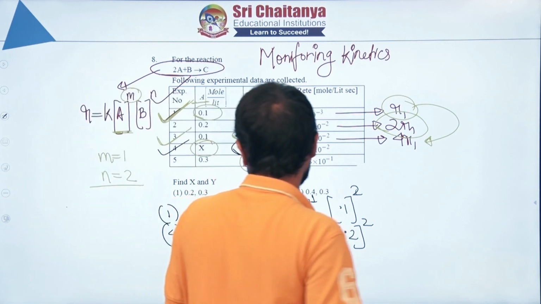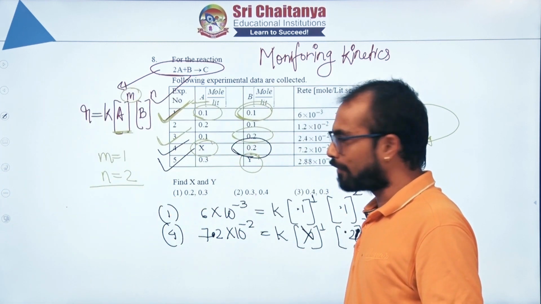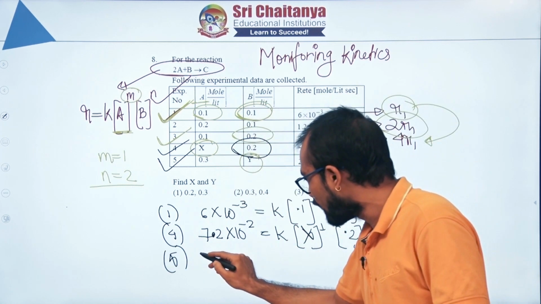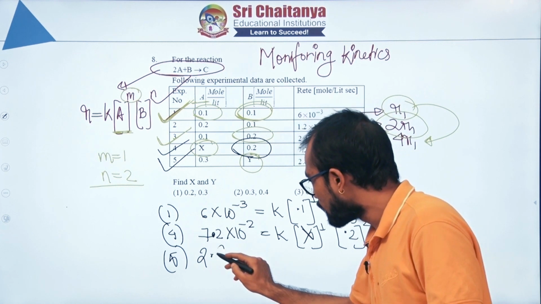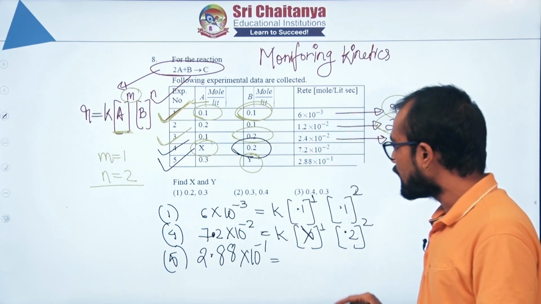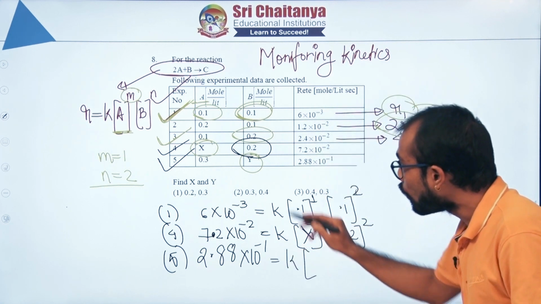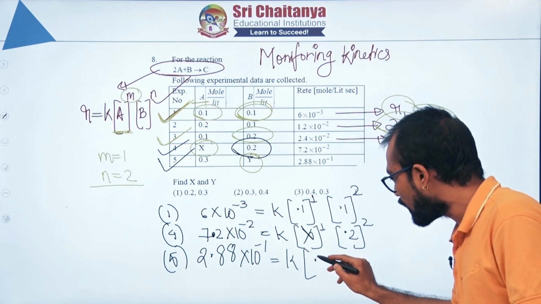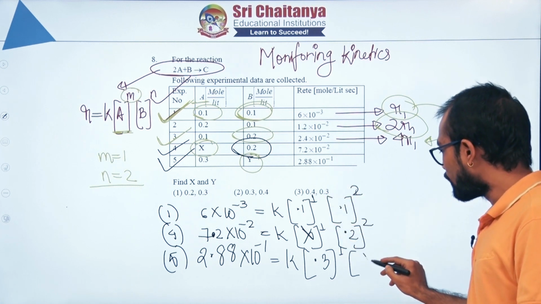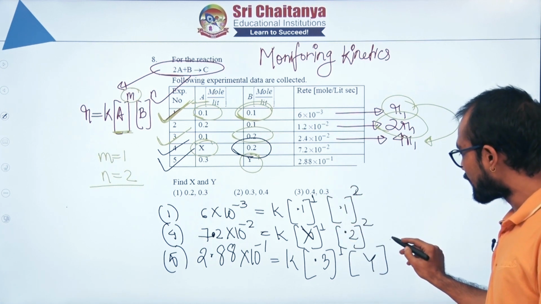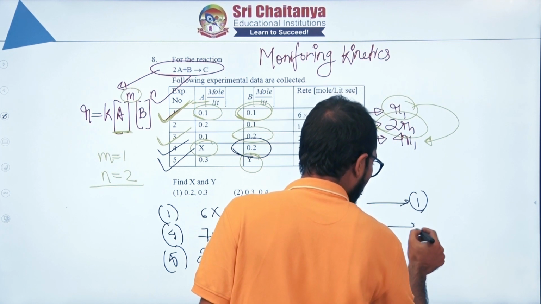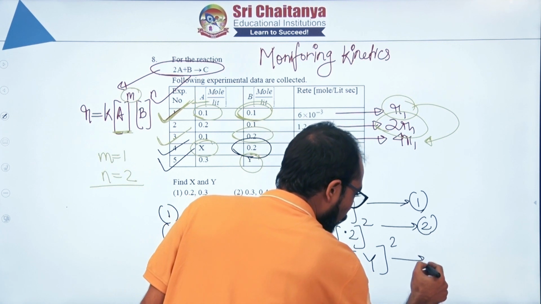Now, again, if we want Y, we can use the information given in the fifth point, and we can write down the fifth point also in this particular way. What is the rate given? It is 2.88 into 10 to the power minus 1, and this is equal to some K times. What is the concentration of A given? It is 0.3 raised to power 1. What is the concentration of B? We do not know. We have to calculate. This is Y, and this is 2. Now, let us suppose this is my equation number 1, this is my equation number 2, and this is my equation number 3.